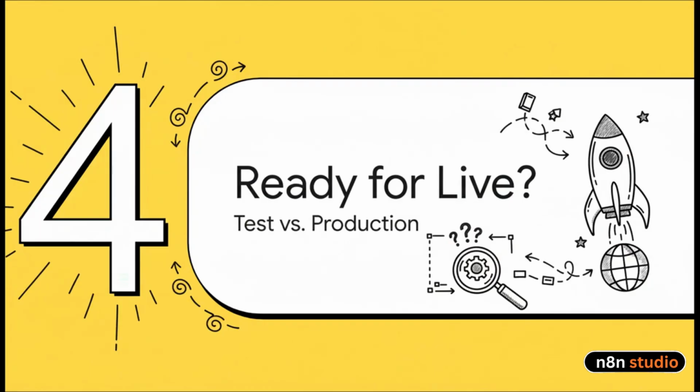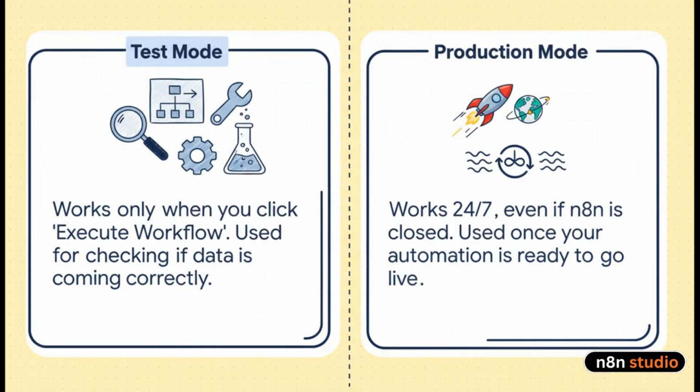Okay, so by now you're probably fired up and ready to build something awesome. But before you go live, there's one super important thing you need to know about how these webhook nodes work. We've got to talk about the two different modes, test mode versus production mode. This chart lays it out perfectly. Think of test mode as your playground. It only listens for data after you manually click Execute Workflow. This is perfect for when you're building and testing, just making sure all the data is coming through correctly.